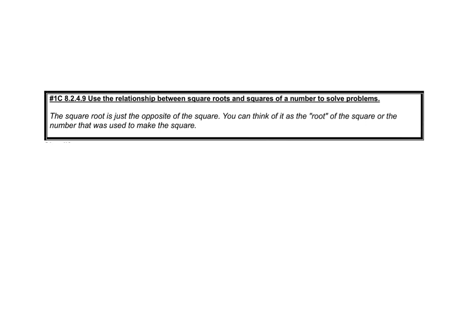In this lesson, we're going to take a look at the relationship between square roots and squares of a number. So let's take a look here. It says that the square root is just the opposite of a square. You can think of it as the root of the square, or the number that was used to make the square.